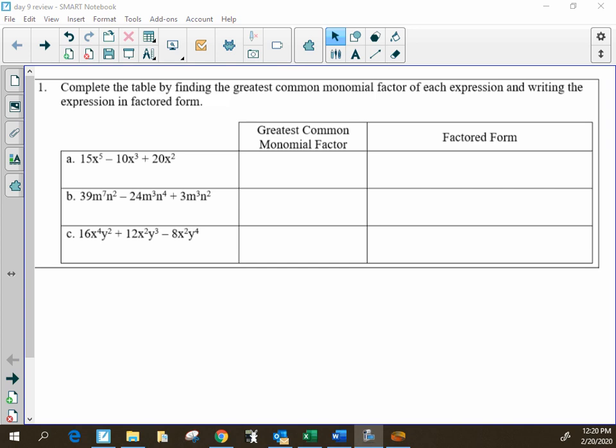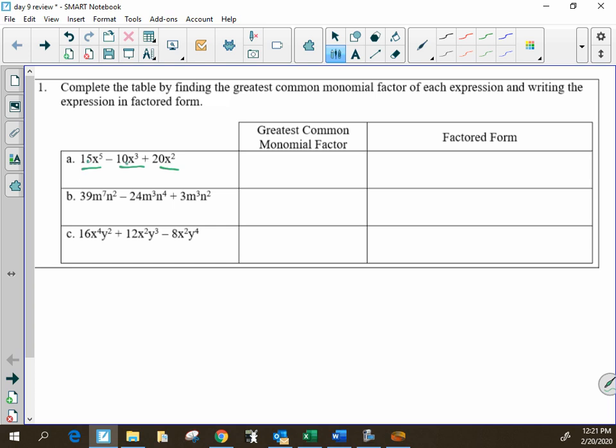Hello guys, this is just a short little review of the type of problems you should be seeing on the Interim 3 tests. So, for this first group of problems, it's asking you what is the greatest common factor, and then what does it look like when you actually factor it. When we look for a factor for a problem like this, we're looking at what number and what variable can we divide out of this.